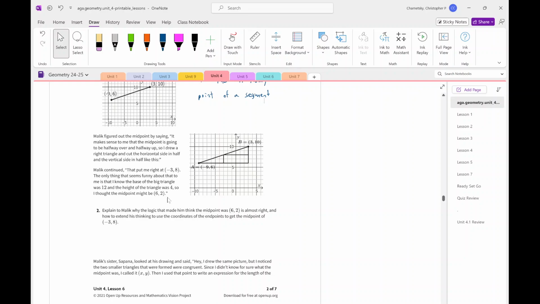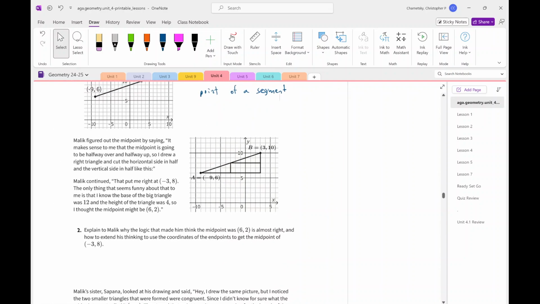Okay. Well, first of all, 6, 2 is not the correct point. Okay. So I just want to advise you to take a little pause here and see if you can figure out why Malik is wrong. Okay, so what Malik has done, his geometry is good. It's just his coordinates. The reasoning of his coordinates is off.